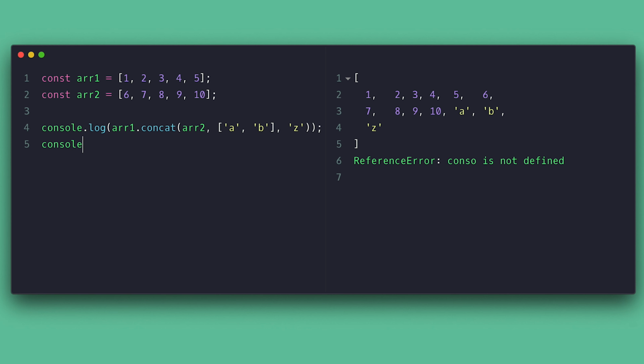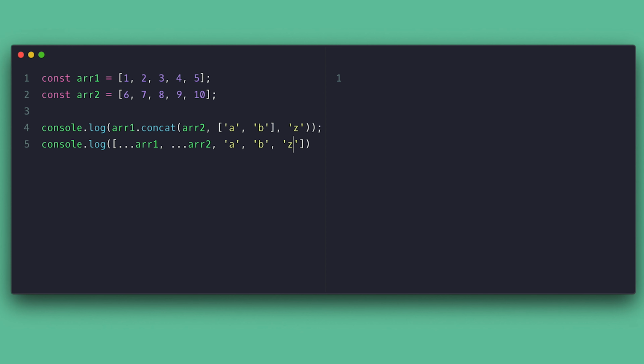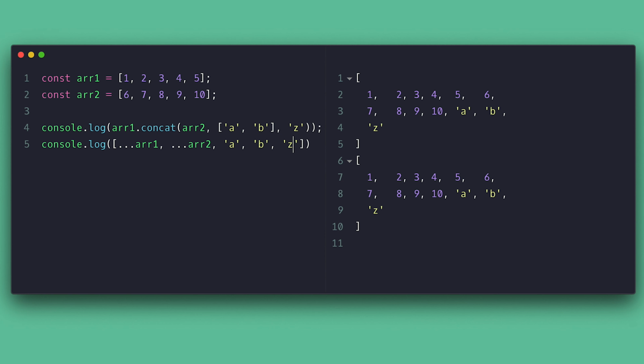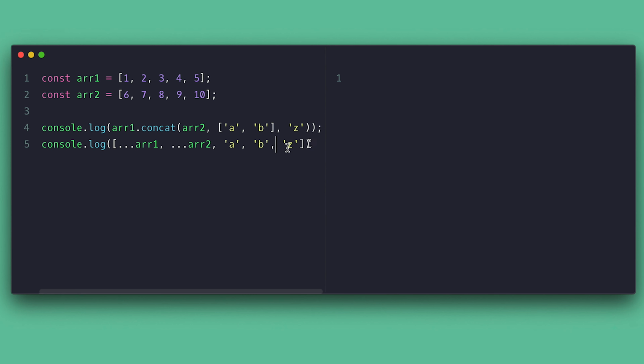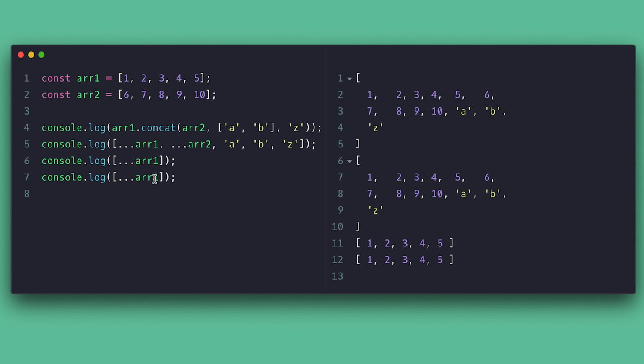I can actually accomplish the same thing thanks to the ES6 spread operator, just creating a new array and spreading all the arrays inside of it, and even add a few items as well. Why not? This is what I use instead of the concat method most of the time. I can also use the same technique to copy an array. I just create an array and spread the other inside, and I get a new array.